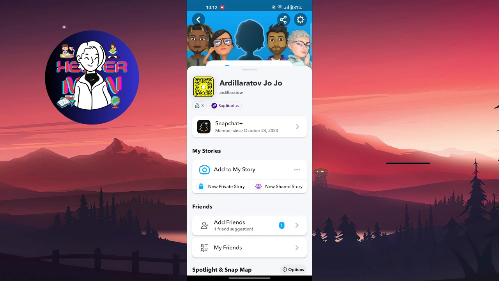or it can be just a mod version of Snapchat. I don't know if there are some mod versions of Snapchat, but if you have downloaded one of them, it also can lead to a ban on your account.